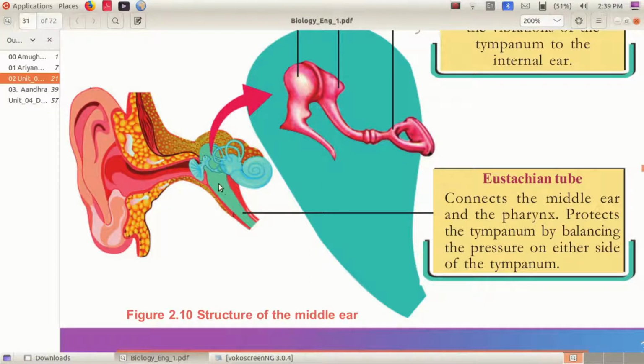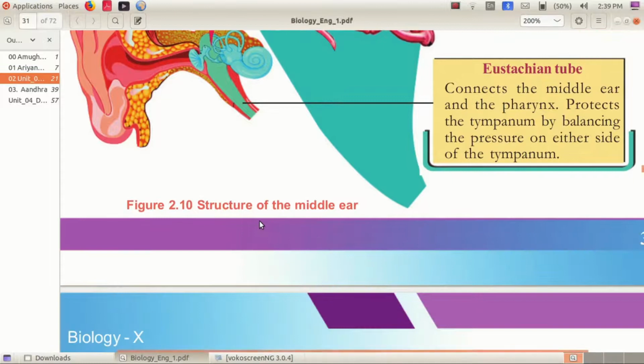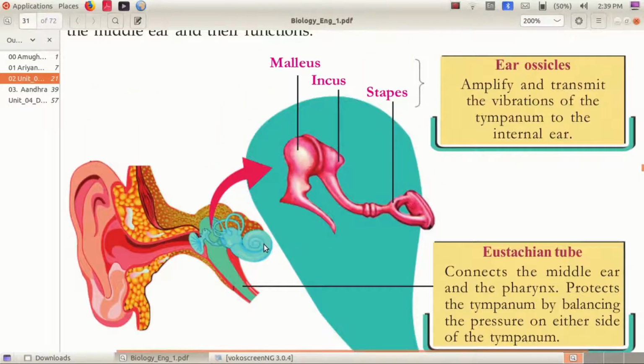When we are moving to the depth or to a high altitude, we will feel a pain in our ear. So what is the reason for that? This is due to the pressure variation. To a certain extent, this eustachian tube helps to maintain the pressure on either side of the tympanum equally. So the tympanum is protected by this eustachian tube. So these are the parts of middle ear.